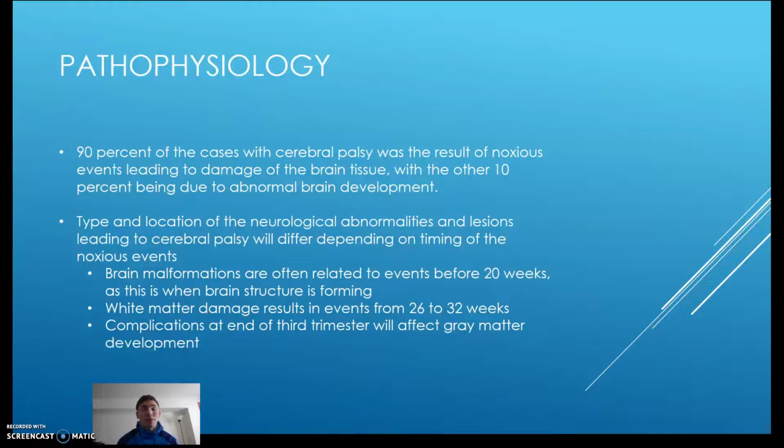And type and location of the neurologic abnormalities and lesions leading to the cerebral palsy will depend on the timing of these noxious events. So brain malformations are often related to events before 20 weeks, as this is when the brain structure is forming. White matter damage results in events from 26 to 32 weeks, and complications at the end of the third trimester will affect gray matter development.